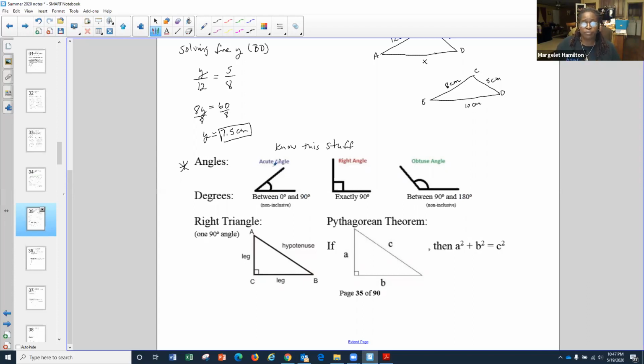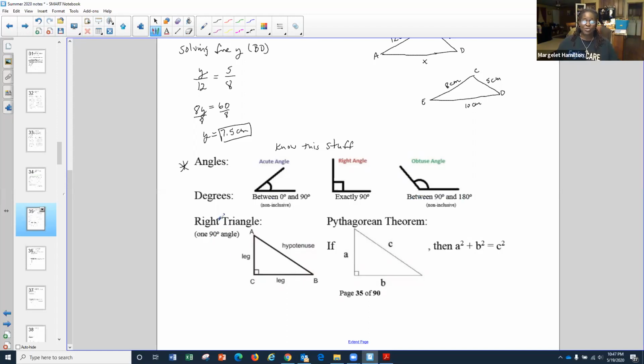0 to 90, acute. 90 degrees, exactly right. Obtuse, over the top. 90 to 180, right? So when you fill this in on the test, I'm just saying it's probably going to be there. Then you'll have those right when you fill them in. All right.